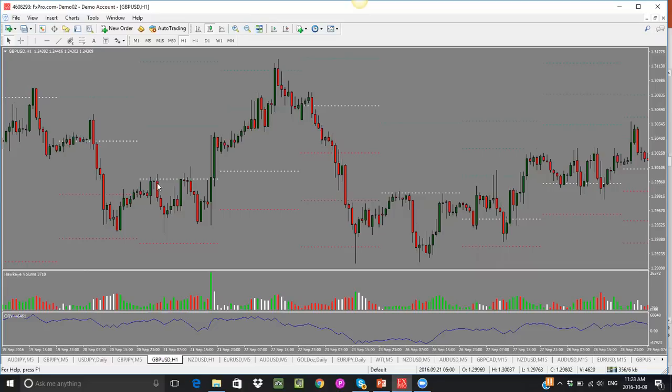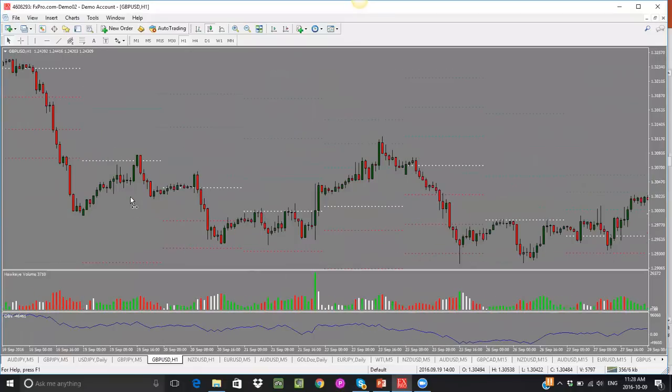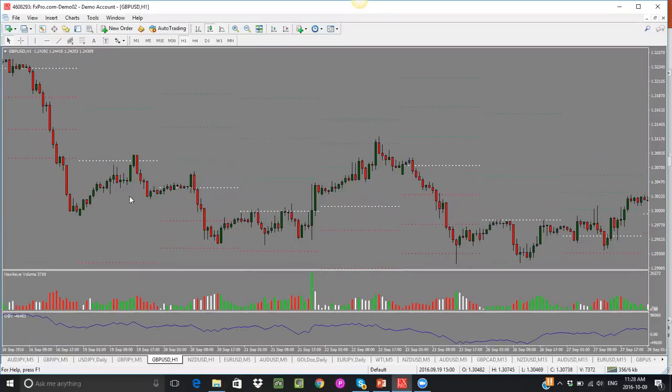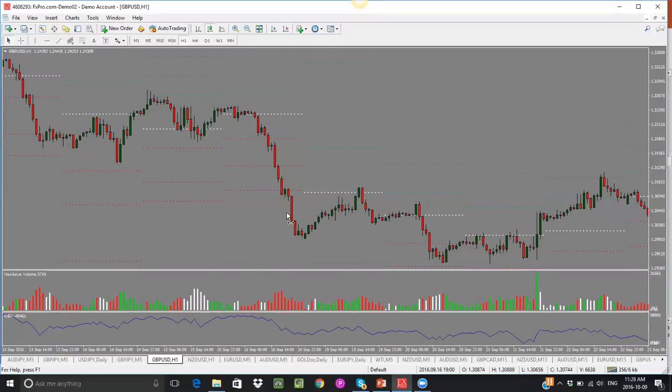Marubozus are generally harder to find because they don't look exactly the same on the charts as they do when we draw them out. But this is one example here. This is a very close example. And this is something to realize when you are actually trading.